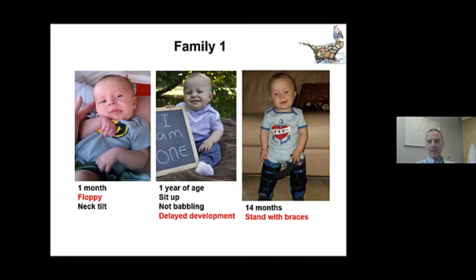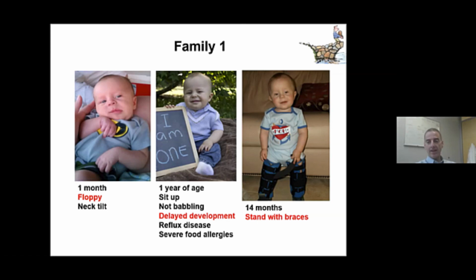They noticed that he was not normal at the very beginning. In other words, they saw a difference between him and some of their other children. What they noticed to begin with was that he was very floppy, and they also had his neck tilted to one side. By the time he was 1 year old, they had noticed that he had developmental delays, and this was something that was seen not only by them, but also by their pediatrician.